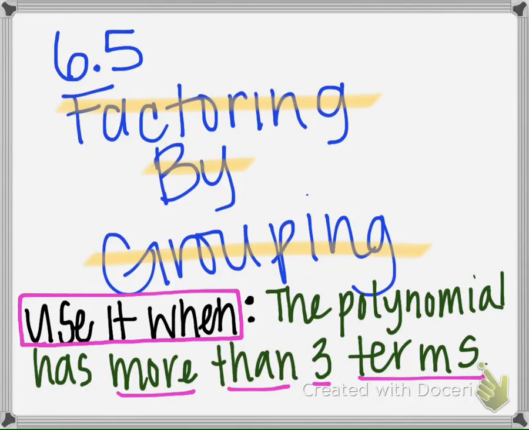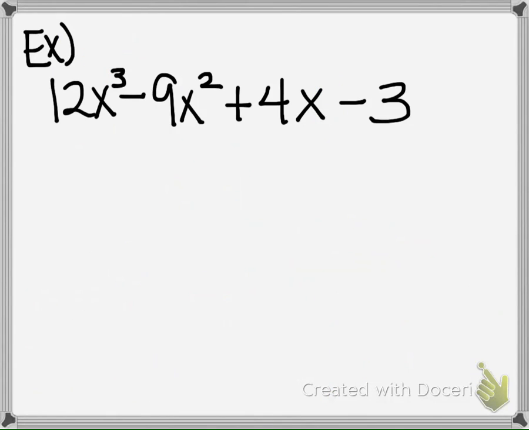In this video, we will be going over how to factor by grouping. And we know to use factor by grouping when there are more than 3 terms in our polynomial. So let's take a look at this example first. The first thing, no matter what, you want to check if there is a GCF. That's what you always do first, no matter what factoring problem you have.